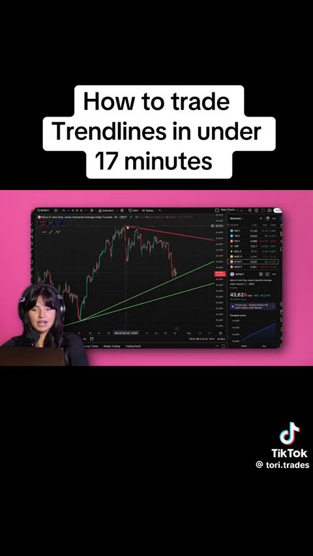But I can see a steeper downward trend line that I can draw right here in the 4-hour time frame without having to go down to the 1-hour yet. So I'm going to come in with another trend line.